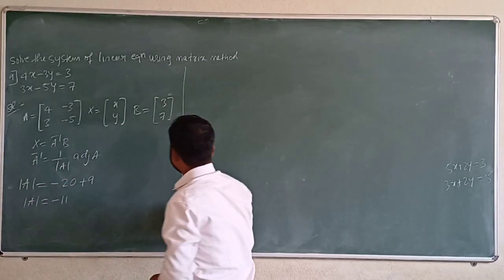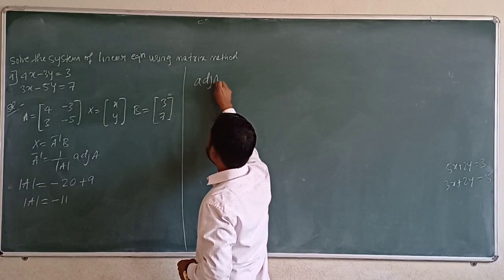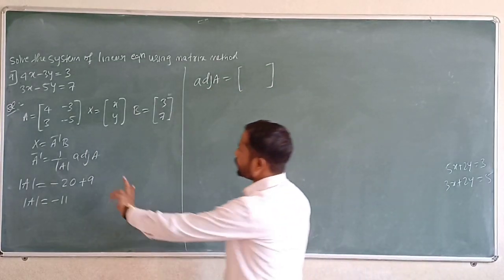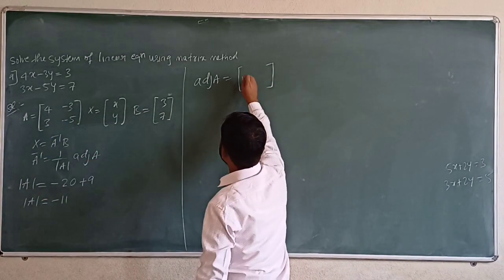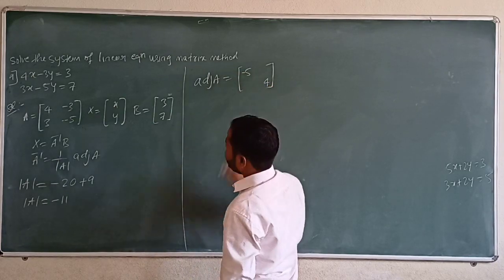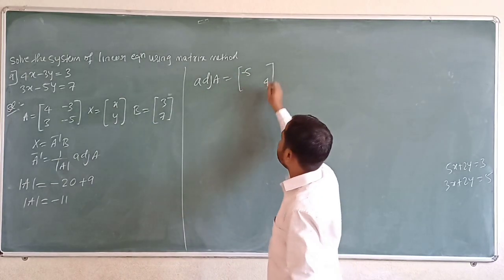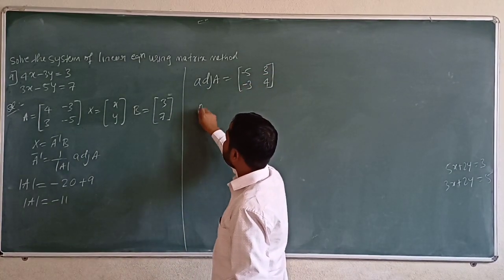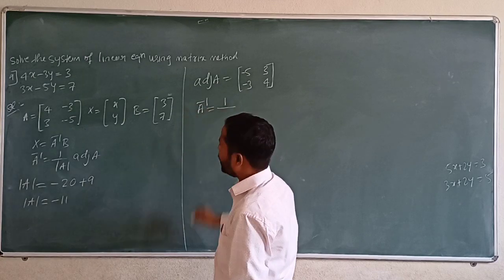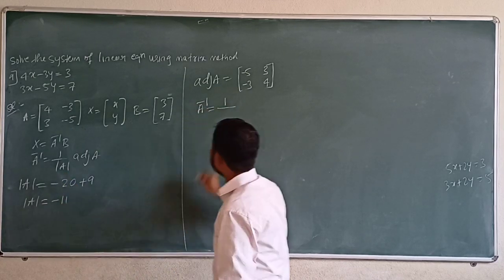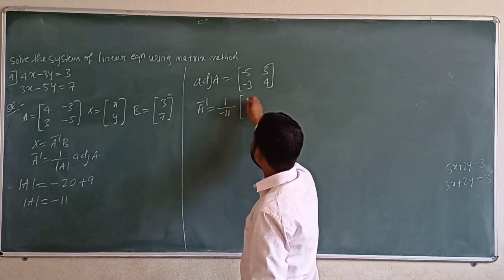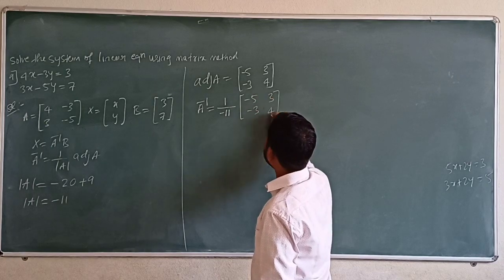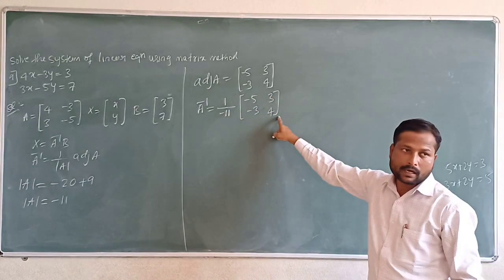Take the adjoint now. The adjoint of A is equal to, adjoint meaning interchange the diagonals. 4 and minus 5 interchange, it becomes minus 5 and 4. Apply the sign. Minus 3 becomes plus 3 and plus 3 becomes minus 3. Take the inverse here. A inverse is equal to 1 divided by determinant, that is minus 11, into the adjoint, that is minus 5, 3, minus 3 and 4. That is the A inverse answer.